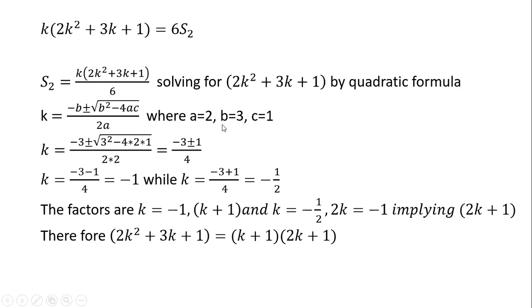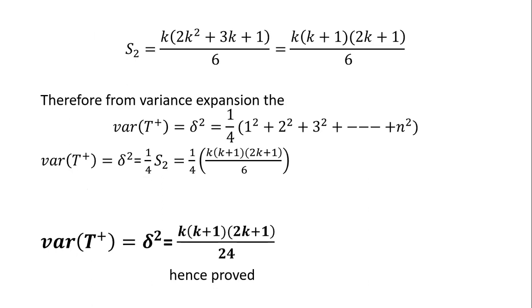And after getting the function for S2, we further substitute the sum of squares of n natural numbers into our expression of the variance, and this will lead us to the expansion above, hence proved.